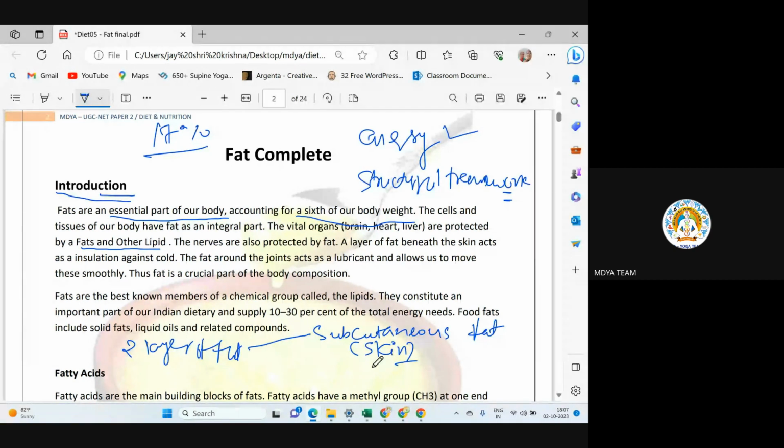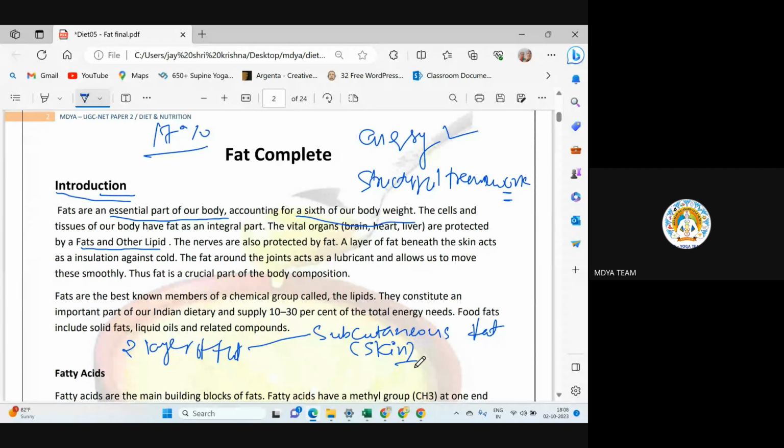If this layer of fat were not present in our body, then our whole energy would go to the environment through our body, and then we can't survive. So this layer of fat, subcutaneous fat, acts as an insulator, and it saves our energy and heat inside our body. And those animals which live in very cold conditions have a very thick subcutaneous fat layer.